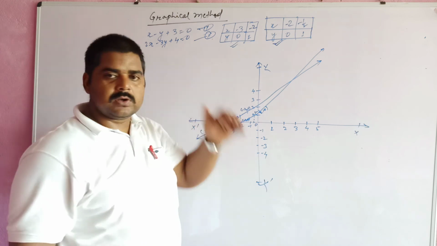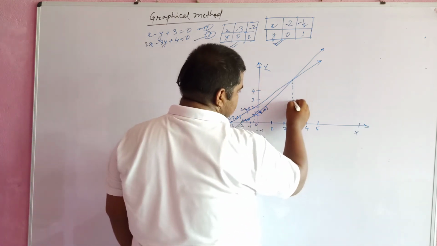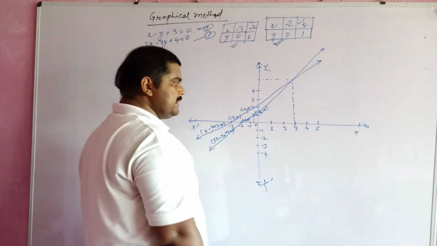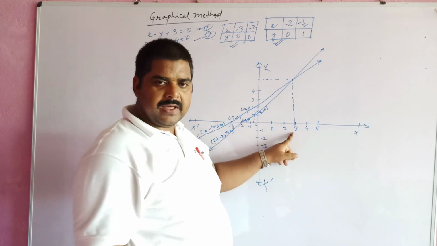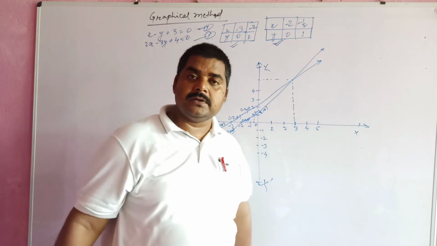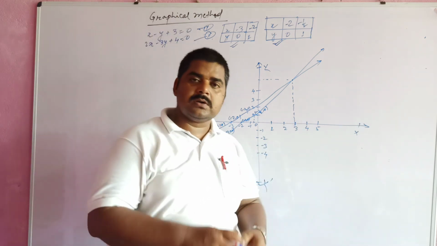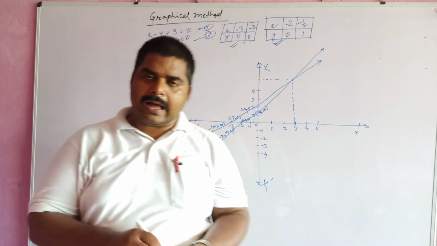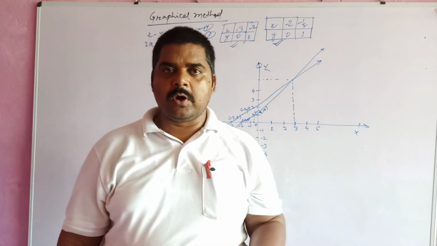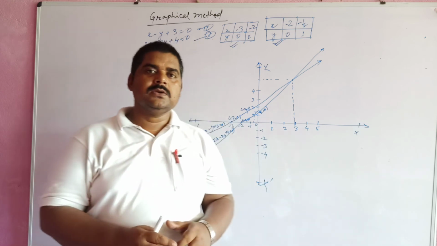And what is the solution of this graph? You can just join it to the x-axis and the y-axis, and this will be the value of x and this will be the value of y. Since it is very difficult to get accurate values on this board, you do it on your graph copy, and in the next video I will discuss some more problems and some more methods to solve linear equations in two variables.